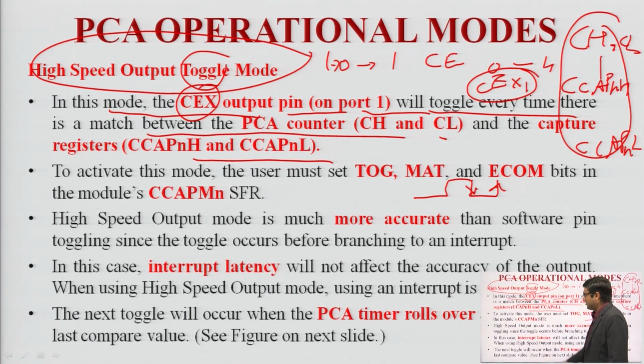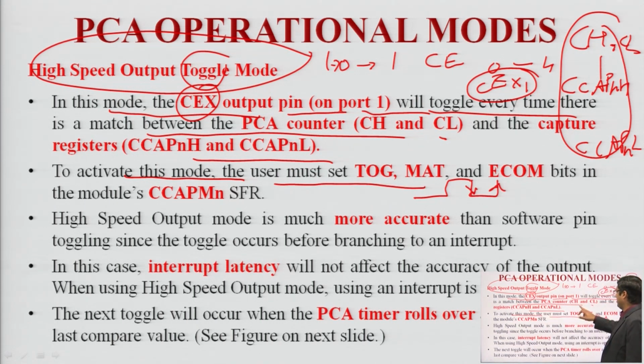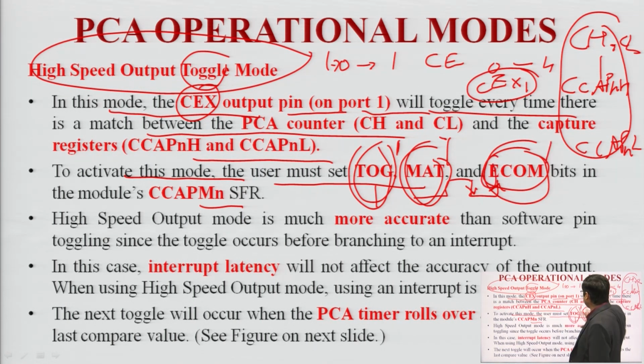To activate the high speed output toggle mode, the user must set TOG, MAT and ECOM to 1 in the CCAPMN SFR register. We have seen in the previous slide that CCAPMN has some particular bits. TOG should be 1 because we are toggling the value from 1 to 0 and 0 to 1. MAT should be 1 because we are matching the values and comparing. ECOM is enable comparator, and it should be 1. So all these values should be 1.